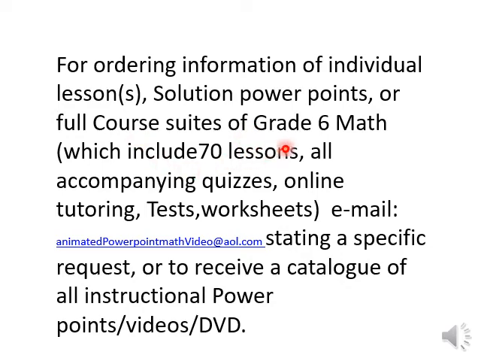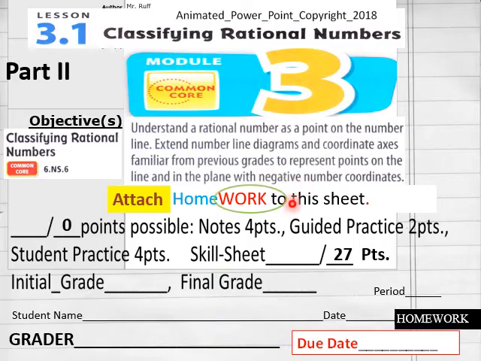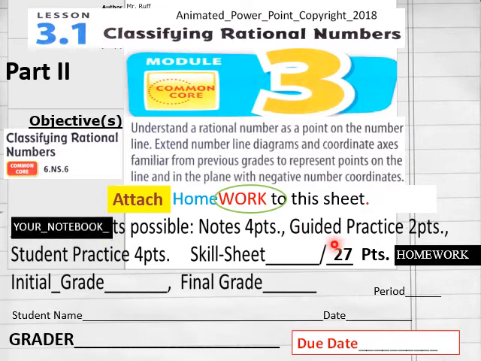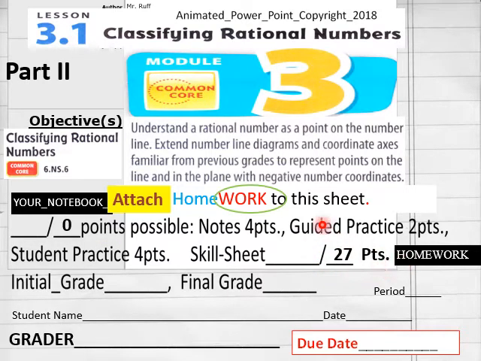Hello everybody, getting ready to do lesson 3.1 part 2 homework today for grade 6 math, and you got 27 points on your homework sheet. Have that up in front of you now, students. Part 2, classifying rational numbers. Name, date, period here on your paper, your tablet, your phone, your PC, your Droid, your iPhone, your Chromebook.